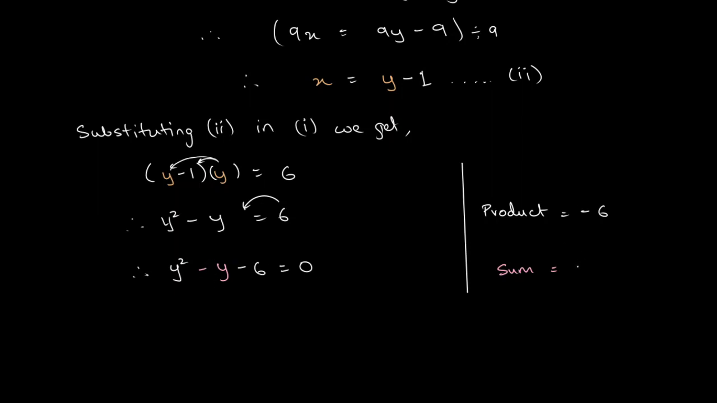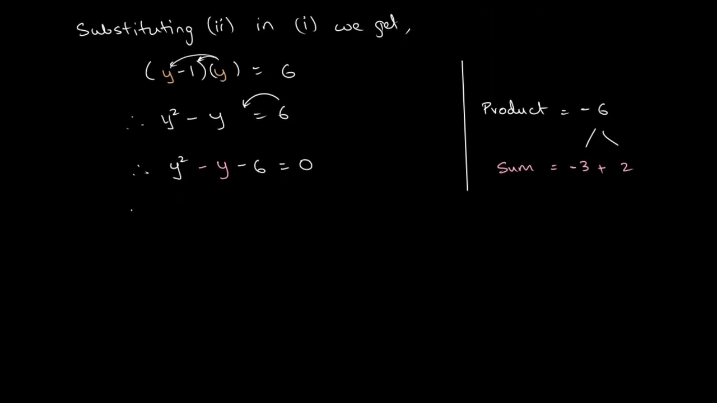So the two numbers are minus 3 and 2. Minus 3 into 2 will give me minus 6. Minus 3 plus 2 will give me minus 1. So this is how we can split our middle term over here. So let's do just that. Therefore, y square minus 3y plus 2y minus 6 is equal to 0.